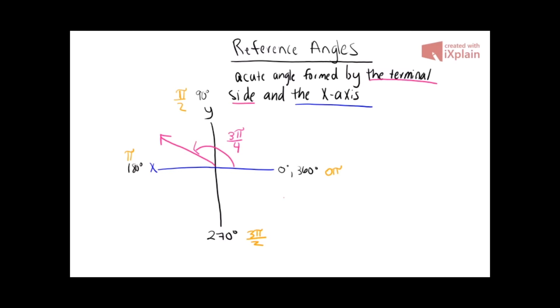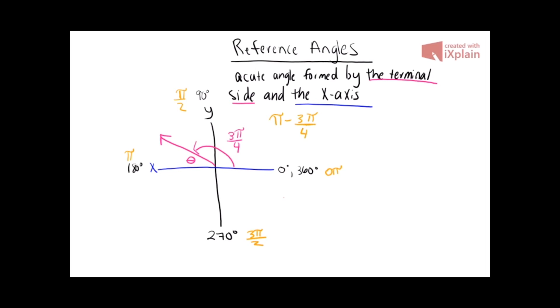We know that this 3 pi over 4 angle and our reference angle have to make a straight line, so they have to equal pi. So we can do the same thing we did before, except instead of saying 180 minus the degree measurement, we're saying pi minus the degree measurement. So here, we've got pi minus 3 pi over 4.